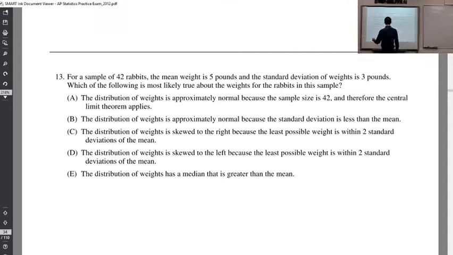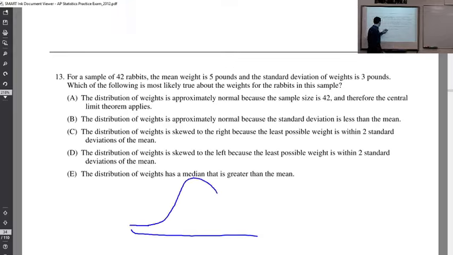This one is skewed to the right because if I draw what my normal curve would look like. Okay, so let me just draw. Let's say that we would think that it would be normally distributed. Well, mean is 5 and standard deviation is 3. So let me draw that real quick.